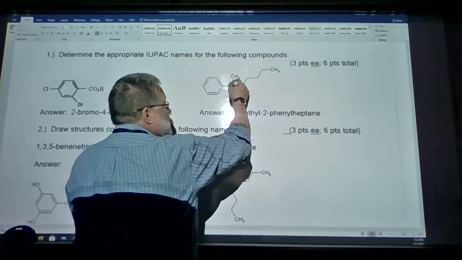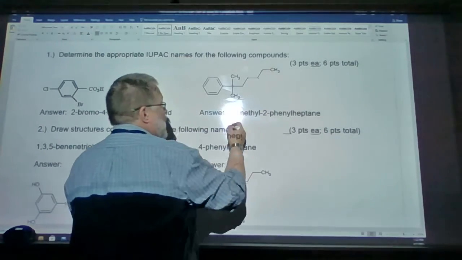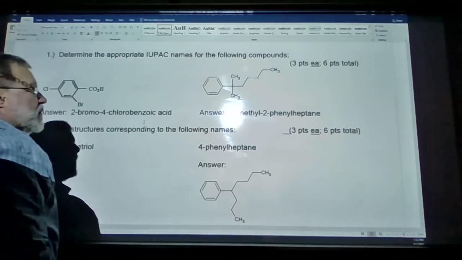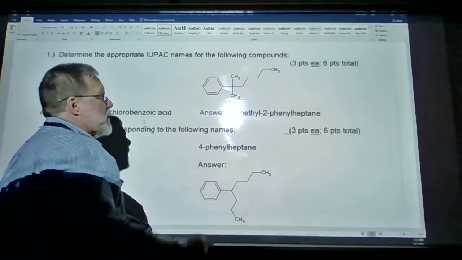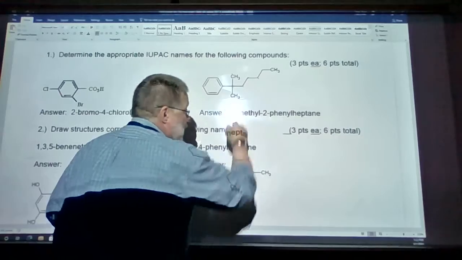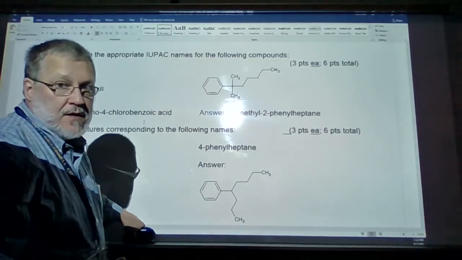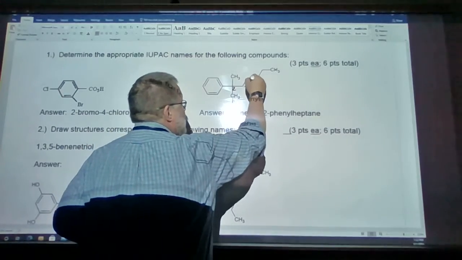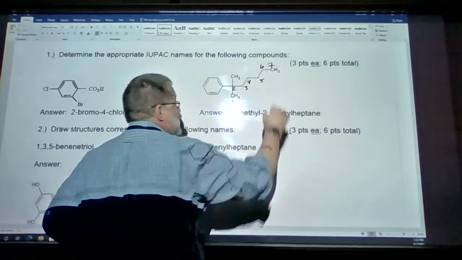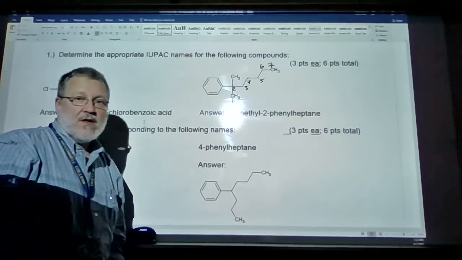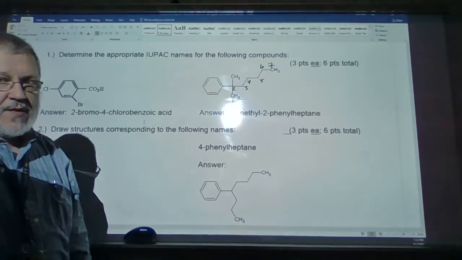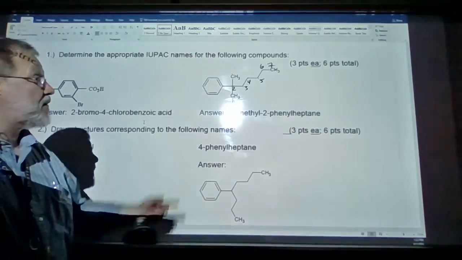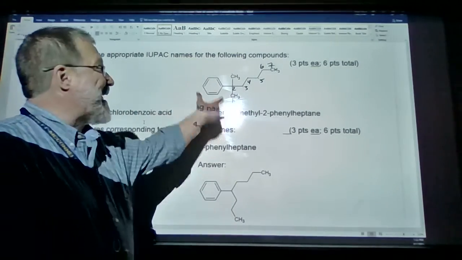We have 1, 2, 3, 4, 5, 6, 7, or 1, 2, 3, 4, 5, 6, 7. It's identical. So it doesn't matter which way we count. Do we start 1 here or 1 here? Either one is identical. So arbitrarily, 1, 2, 3, 4, 5, 6, 7. It is a hept. All carbon-carbon single bonds. Ane. Do we have any double bonds? No, not a heptene. Do we have any triple bonds? No, not a heptyne, a heptane.